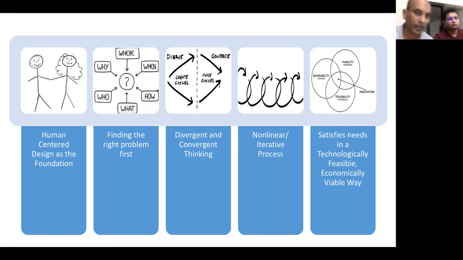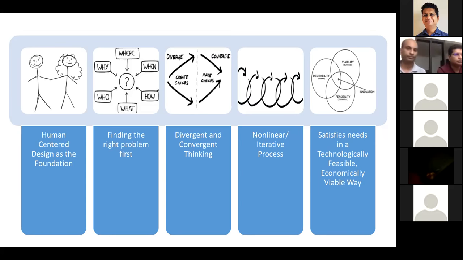So when we talked about diverge and create choices, yes, you can think out of the box, you can think wild, but that really doesn't mean that you do not check on the feasibility and the viability part. So yes, you create choices, but when you are making choices, you also take these two important aspects into account.